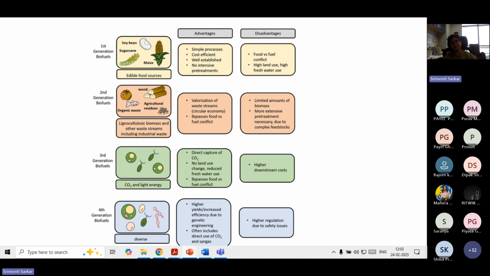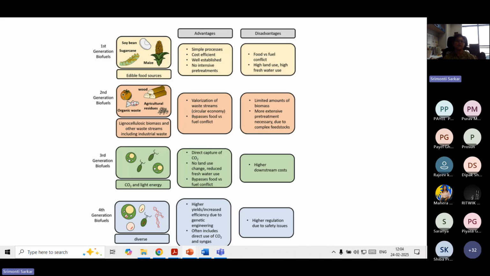But the disadvantage is, again, unlike food crops, it's not as easy to convert these second generation biomass into biofuels, and they require extensive pre-treatment. And these pre-treatments, if you take everything into consideration, the environmental hazards that are associated with them, the advantage of using biofuels reduces drastically.